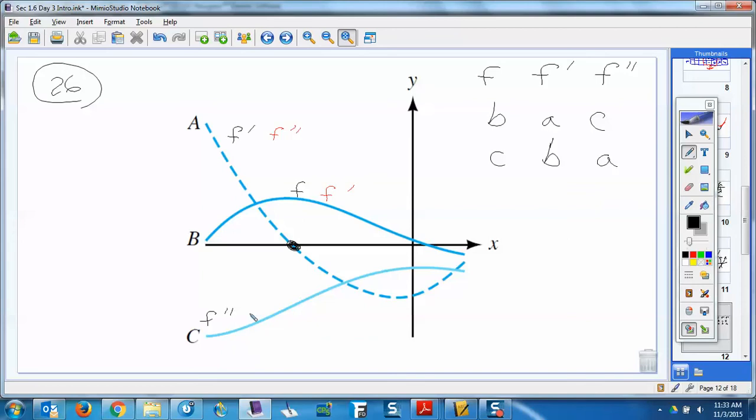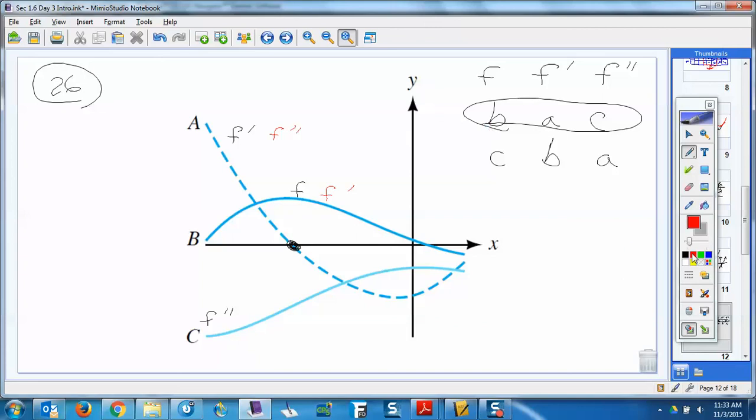I'm not too sure over there. That looks to me like that's switching to concave up. So now all of a sudden I don't feel very good about that one. So that would have been the BAC one, which was our most popular answer.